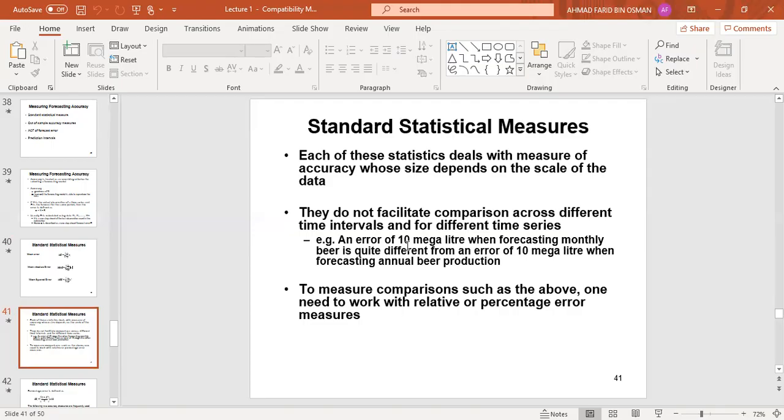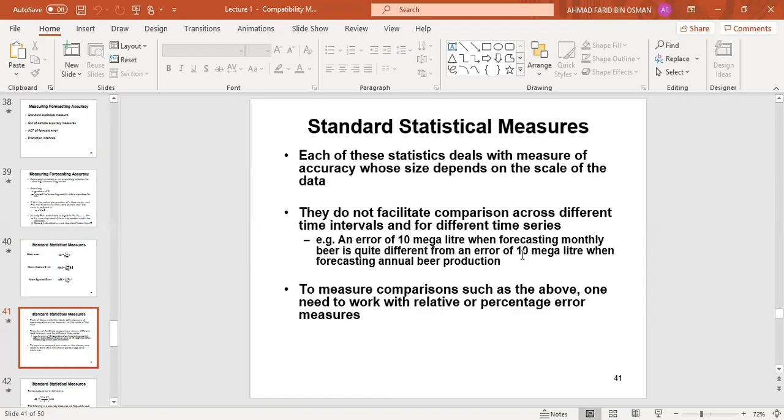Now let's say we produce a forecast for annual data. For that particular year, the actual value of production is 1,000, but our forecast is 990. So again, the error equals 10. So for the two cases, the size of error is exactly the same, 10.